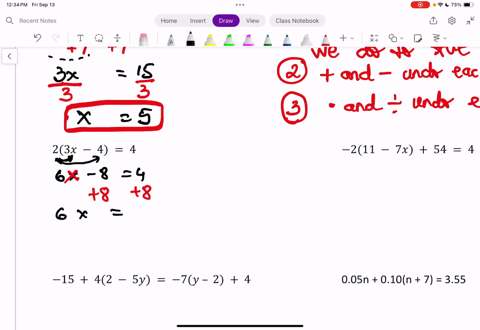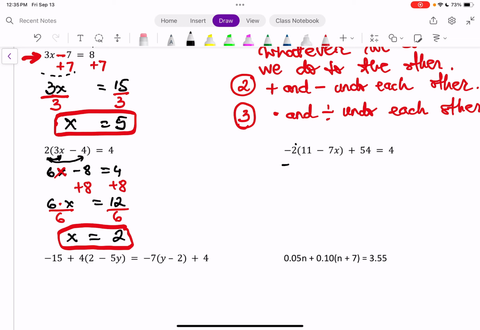Okay, same thing. Distribute in the negative 2. You could try this problem on yourself and come back and check with what we have. So distribute in the negative 2. Then we still have plus 54 and equals 4. Now, I'm going to show you this.